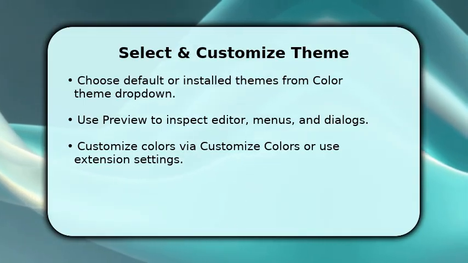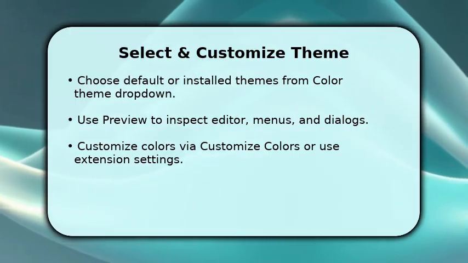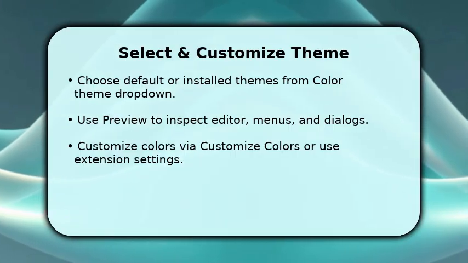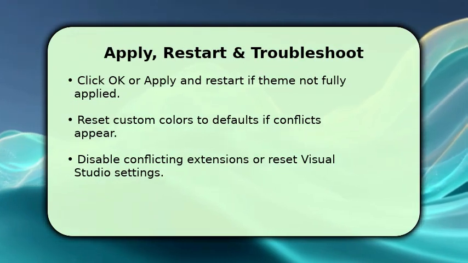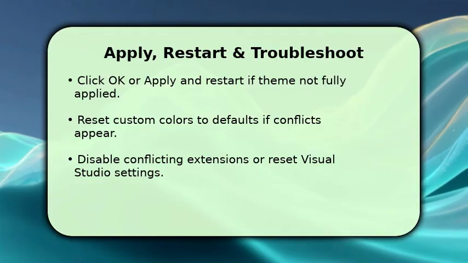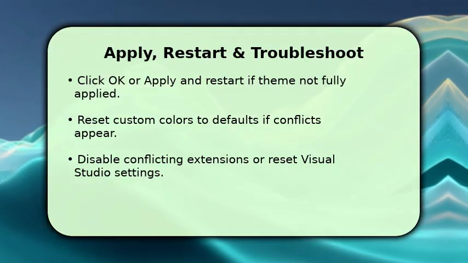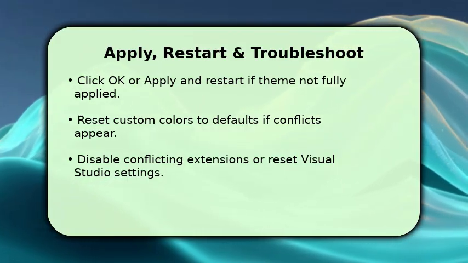Make adjustments iteratively. Apply, inspect, and tweak, because different projects and lighting conditions can make contrast and syntax colors behave differently. Finally, click Apply or OK to set the theme and restart Visual Studio if some UI elements still use the old theme. If colors look inconsistent, Reset Custom Color changes back to defaults so you start clean.